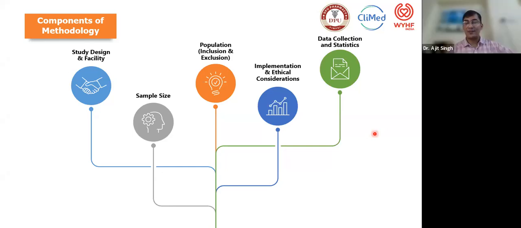You must have that. And your statistical considerations, what you are going to apply, what kind of tests you are going to apply, what kind of software you are going to apply. This means you have to mention in the methodology. I'm working on SPSS, I'm working on SAS, I'm working on Prism.